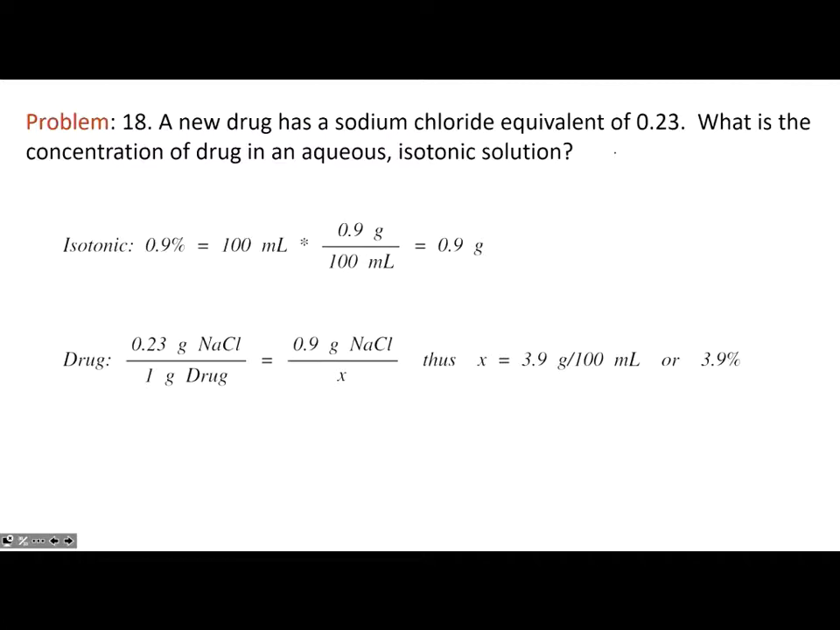3.9 grams is the amount of drug that mimics osmotically 0.9 grams of sodium chloride. And since that's the amount you need per 100 mils, 3.9 per 100 mils, that's 3.9%. That would be the answer you would need for that question.